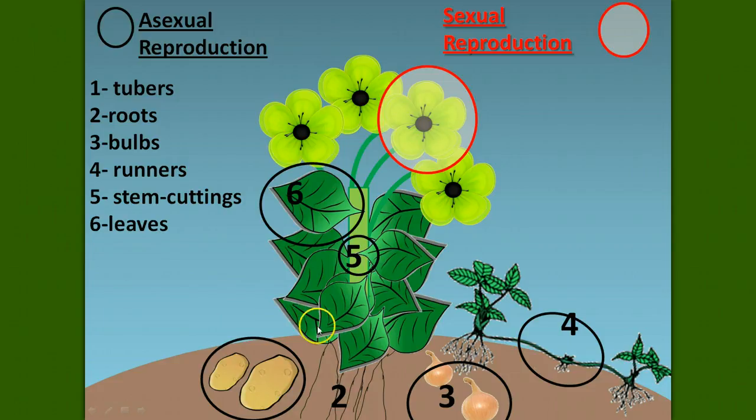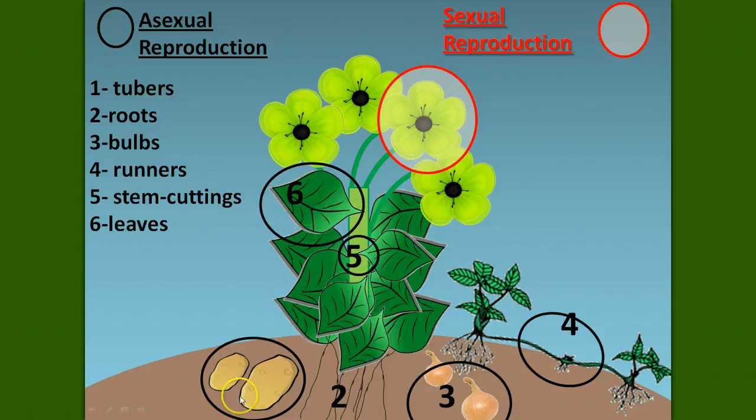And if you look, here's number 1 is tubers, right down here. Number 2 is roots. The roots are right here, number 2. Number 3 is bulbs. Number 4 is runners from a strawberry plant. And number 5 is the stem, like sugar cane or a pineapple. And number 6 is the leaves, like the African violet.